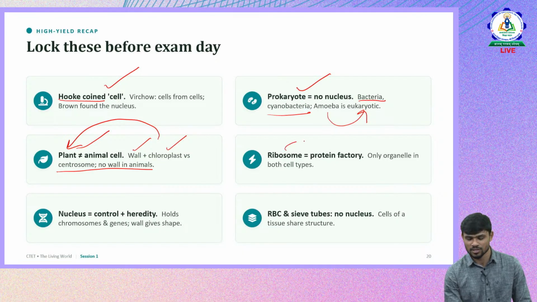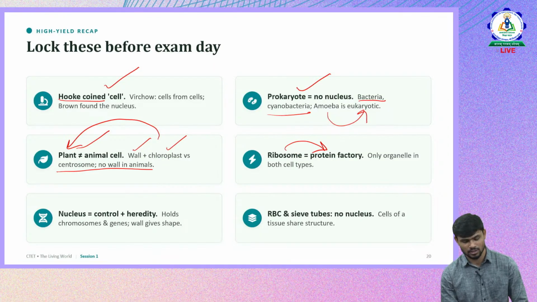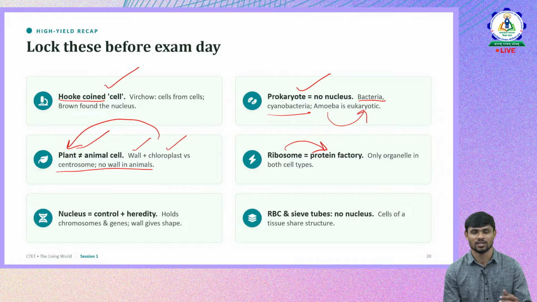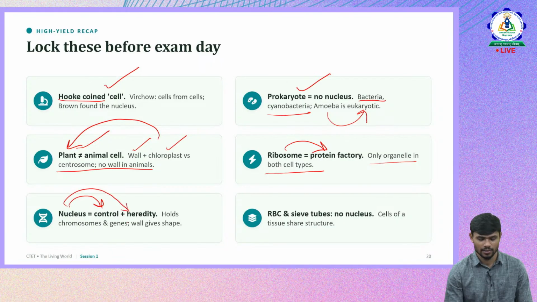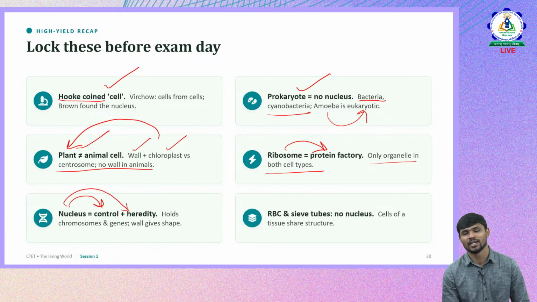Then ribosome is a protein factory. One more important fact that we should remember, it is given only ribosome here, whereas we also need to remember other facts like mitochondria is the powerhouse of the cell and it generates ATP, the function of nucleus and all. Okay, so the only organelle in both cell types: both plant cell and animal cell have the ribosomes. The nucleus is the control and heredity organelle. So it is responsible for heredity and controlling all the activities of a cell.